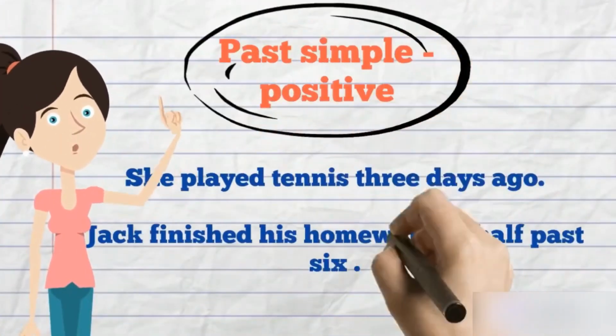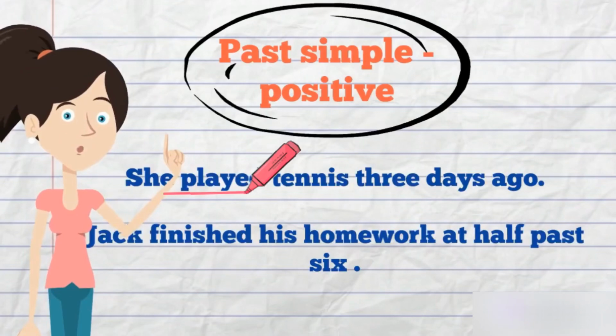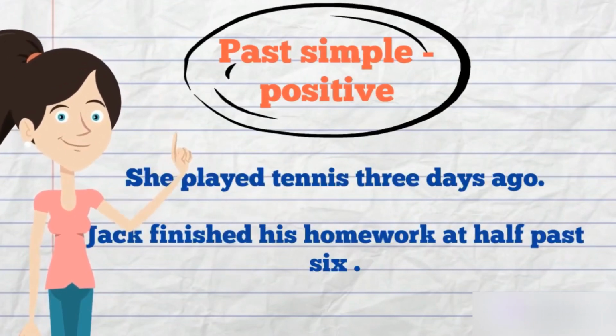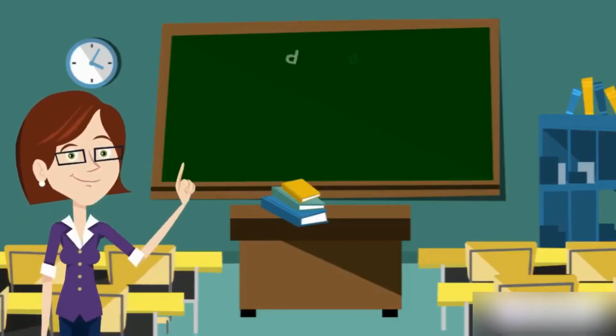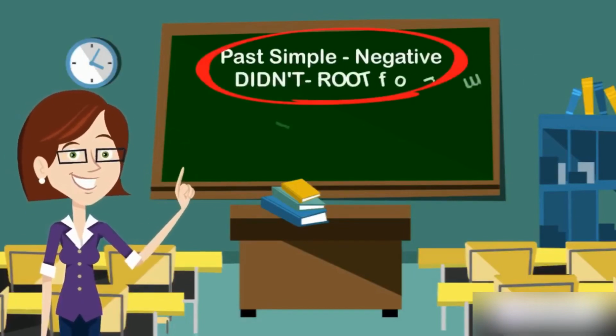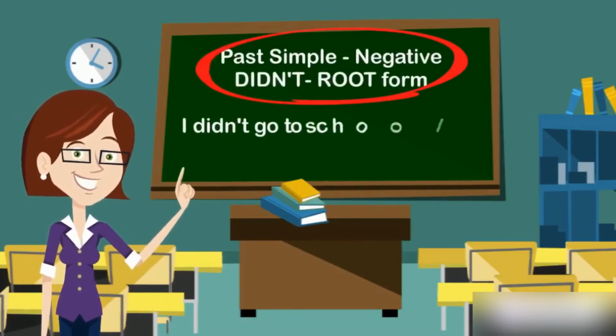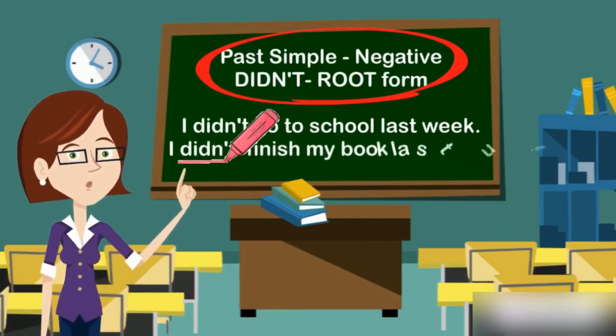Let's learn how to make past simple positive sentences. To make a positive sentence, the second form of the verb is used. She played tennis 3 days ago, or Jack finished his homework at 6:30. In the past simple negative, we use didn't and the root form of the verb. For example, I didn't go to school last week, or I didn't finish my book last night.